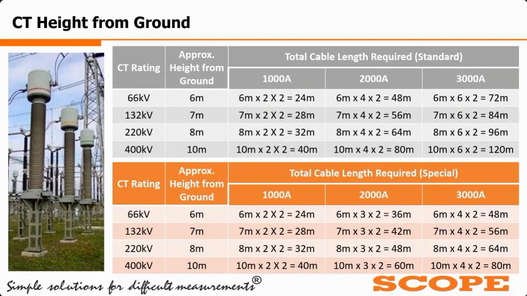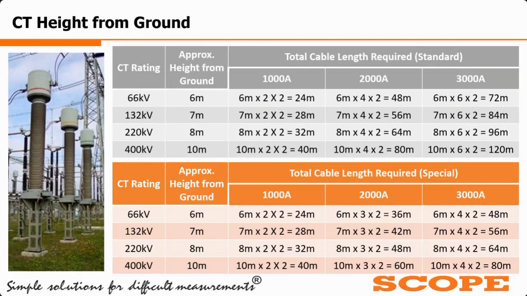Similarly, for 2000 ampere injection, we require totally 4 cables. We require 6 meter cables into 2 runs into 4, that is 48 meter. And similarly, for 3000 ampere, you can see 6 meter into 2 runs into 6 cables, that is 72 meter length we require for injection of 3000 ampere.